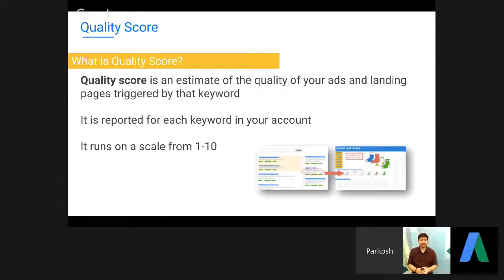So the first thing which we discussed earlier was quality score. Quality score is basically an estimate of the quality of the keywords you are using. It's reported on a scale from 1 to 10, and we need to look at how exactly it is impactful for you and how it can be measured. There are 3 essential factors which play a part in determining the quality score for keywords.